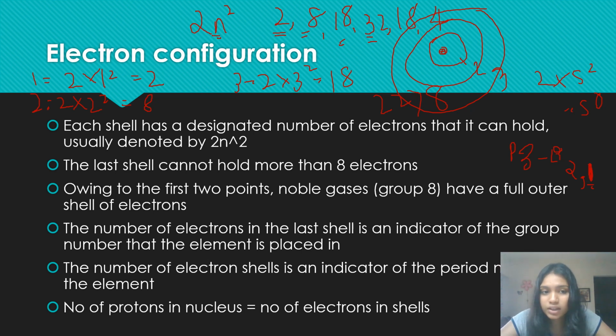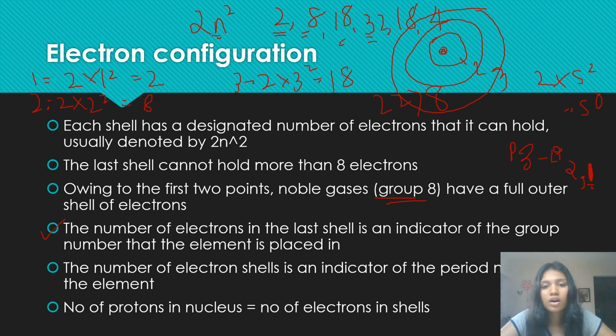Therefore, because of this, noble gases, which is group 8, will have a full outer shell of electrons, which means that the last shell of electrons will always have 8 electrons. Because the group number is dictated by the number of electrons in the last shell, group 8 noble gases will have 8 electrons in the last shell, and 8 electrons in the last shell means it has a full outer shell of electrons. Okay, already spoken to you about this point.